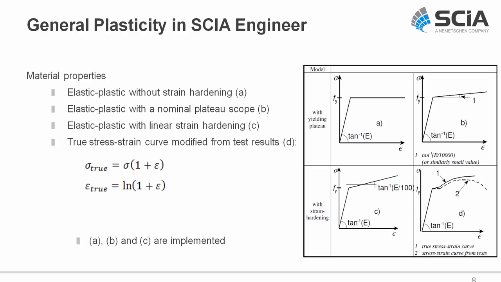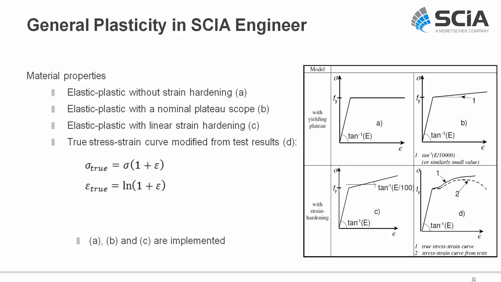Next diagram, stress strain diagram C. This one is an elastic plastic with a linear strain hardening. And again, there is a certain angle defined. This time, this angle is described as being the inverse of tangent of the E modulus of that material divided by 100.